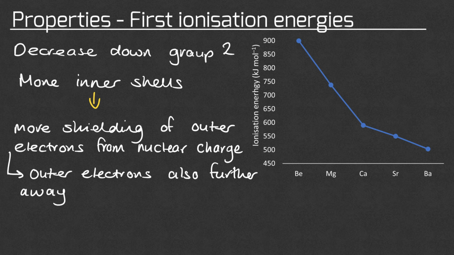As well as being more shielded, the outer electrons are also further away from the nucleus. So both of these factors mean that the outer electrons experience less of a nuclear charge the further down the group you go, because there's more shielding of those electrons, greater distance from the nucleus, therefore reduced nuclear charge. That means it's going to be easy to lose those electrons. If those electrons are easy to lose, less energy is required, therefore a lower first ionization energy.